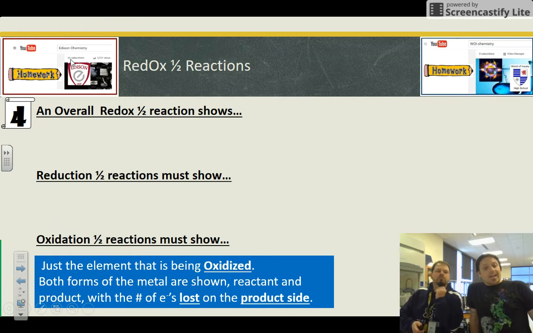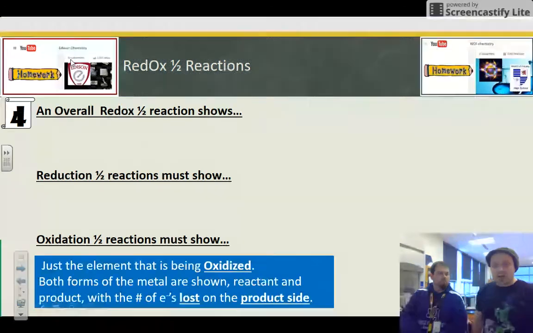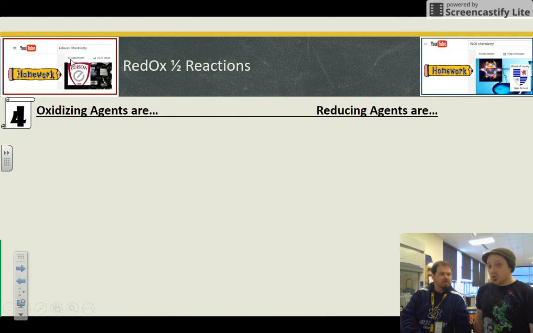Just the element that is being oxidized shows up in the oxidation half reaction, and both forms of the metal, the ion and the atom, with the number of electrons lost on the product side. Now that we did the notes on it, I think we actually have to do it so we figure it out.